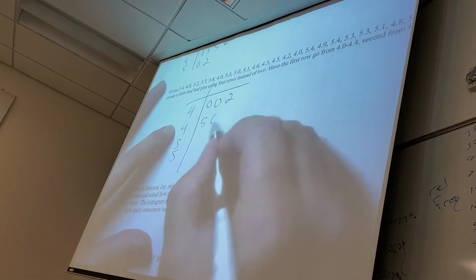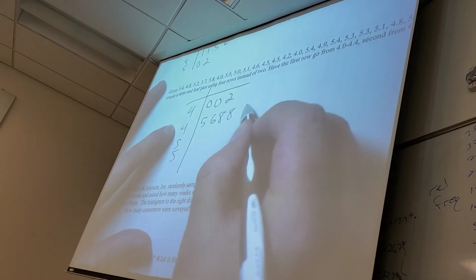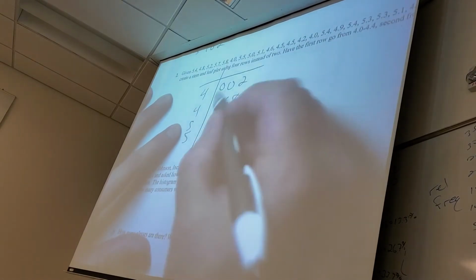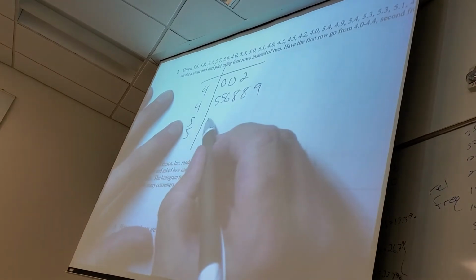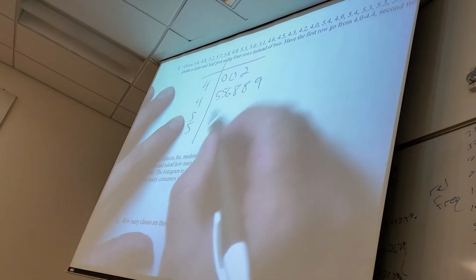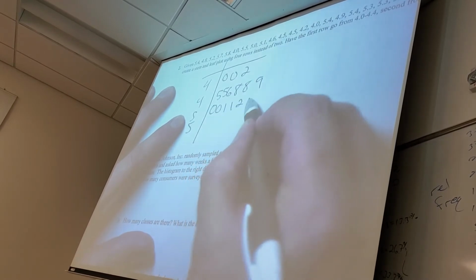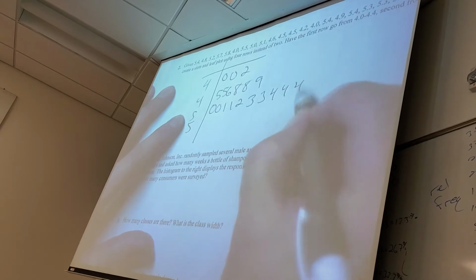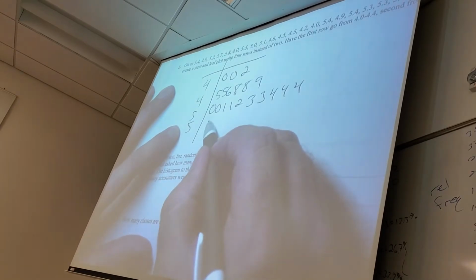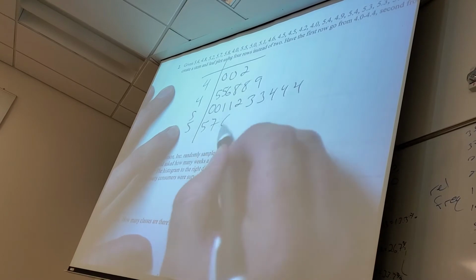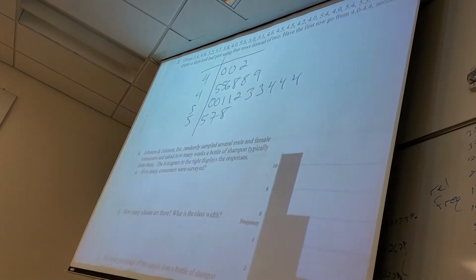5, 5, 6, 8, 8, 9. Yeah, there's 2 5s. I thought I heard that. And then this 5 starts at 5, 0: 0, 1, 1, 2, 3, 3, 4, 4, 4. And then this 5 starts at 5, 5: those are 5, 7, 8. So now you can see a lot better what I call resolution. I can see exactly where it seems like most of the data is clustering. They seem to be clustering around the lower half of 5s, 5, 0 to 5, 4.